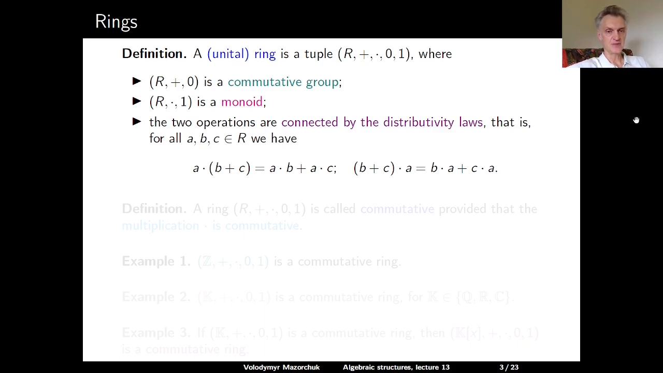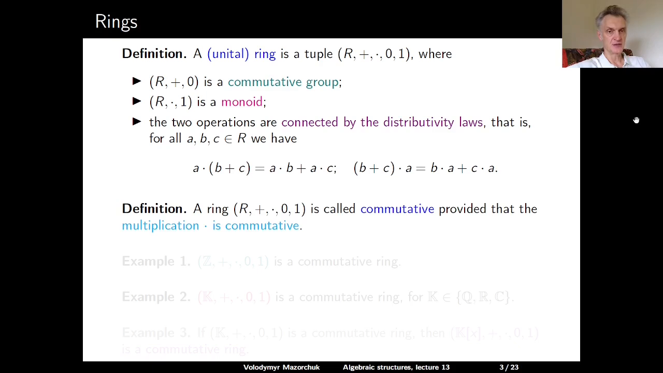First of all, A times (B plus C) should be equal to A times B plus A times C, and then (B plus C) times A should be equal to B times A plus C times A. And just like monoids and groups, a ring R is called commutative provided that the multiplication in this ring is commutative. So the addition in any ring is commutative by definition, so the ring itself is commutative if and only if the multiplication is commutative.